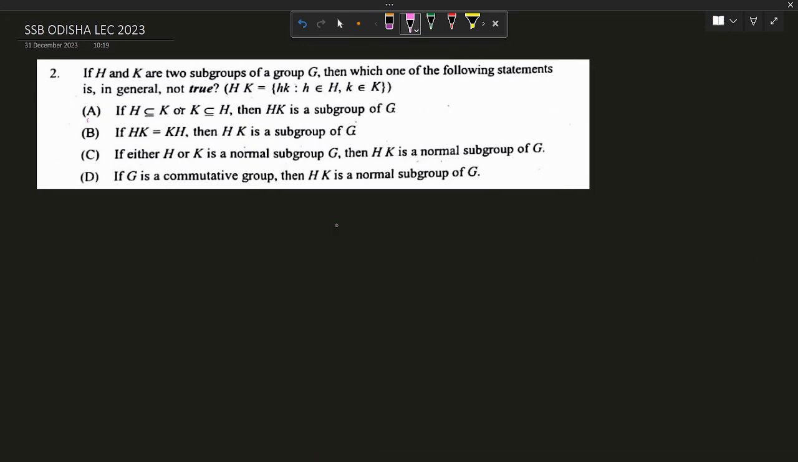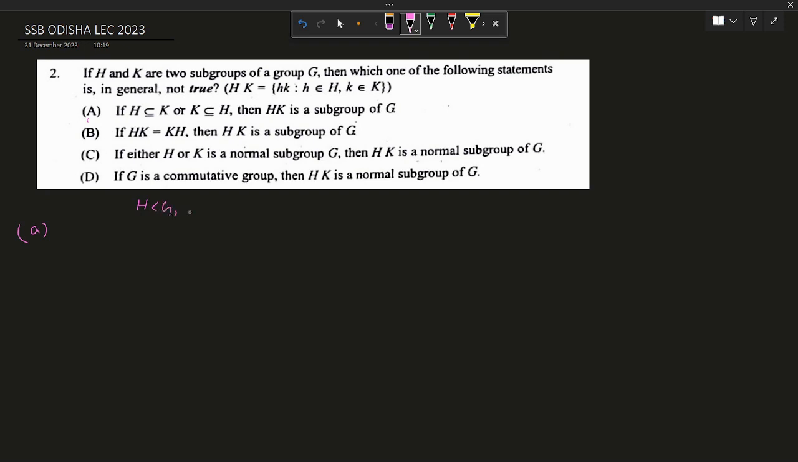Hello everyone, today I am going to solve question number 2 of SSB Odisha lecture exam 2023. Here question number 2 comes from the group theory part. The question says: if H and K are two subgroups of group G, then which one of the following is not true? Okay, so let's come to option A. Option A says if H is a subset of K or K is a subset of H, then HK is a subgroup of G. So before that it is given already.